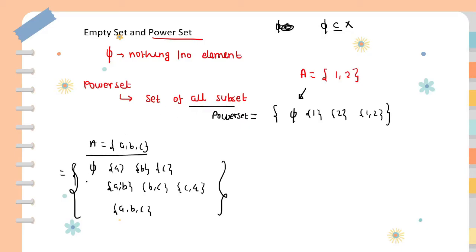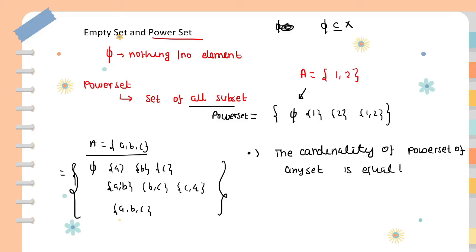So there are 8 elements here, so you have to remember only one point for power set: the cardinality of the power set of any set is equal to 2 to the n, where n is the cardinality of that set, the parent set.